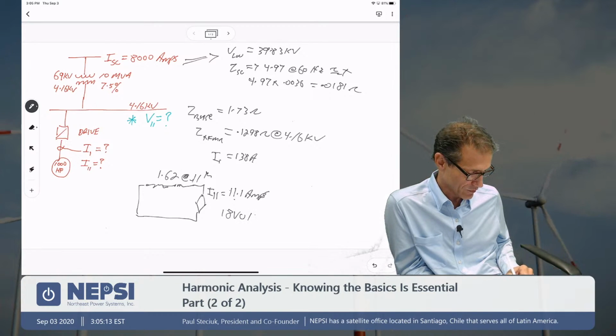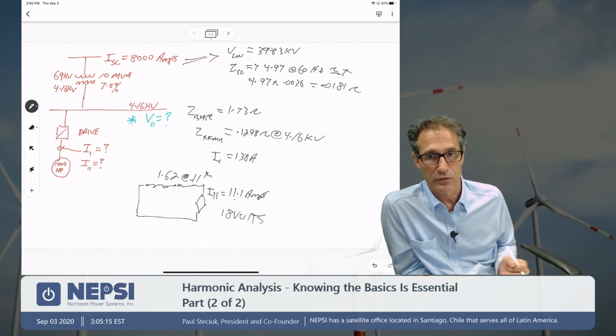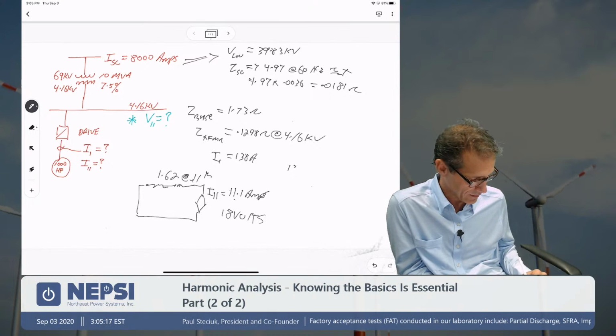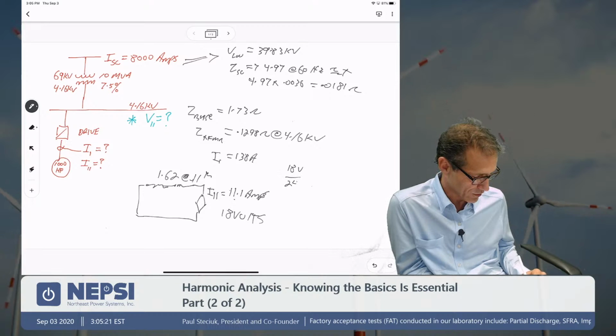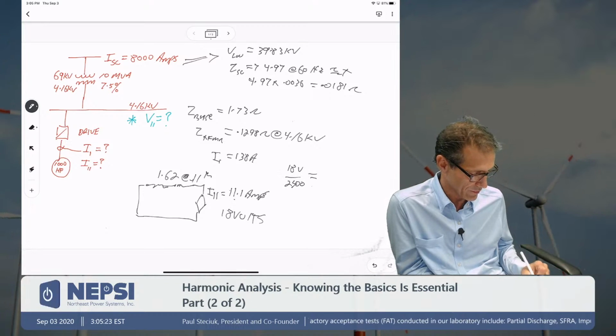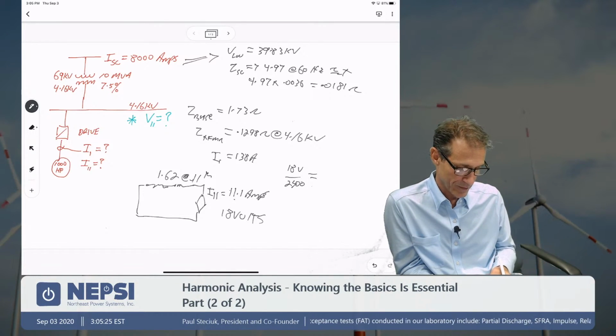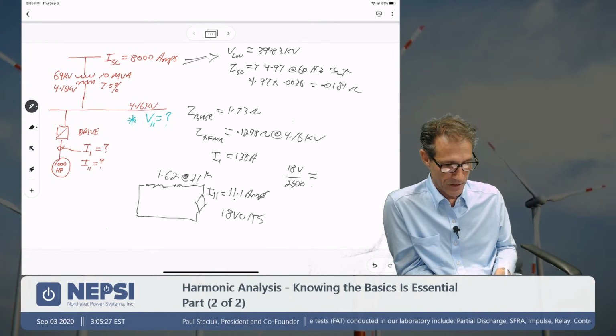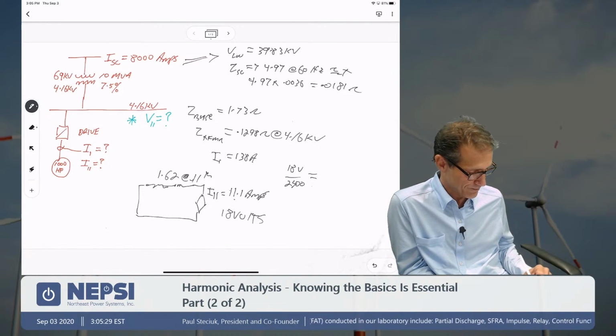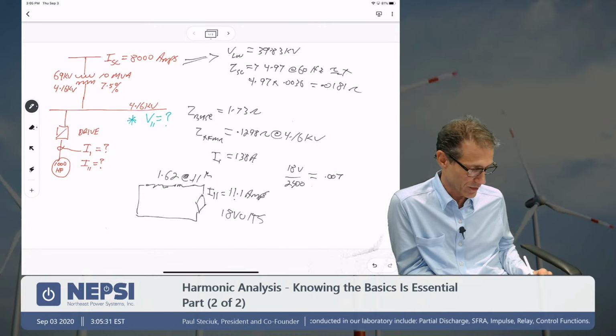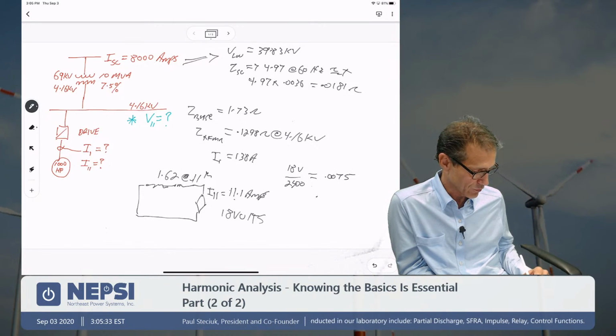And that's 18 volts line to neutral. So 18 volts divided by 2400 line to neutral volts would give me the percent voltage distortion. 18 divided by 2400 is 0.0075, and that's per unit, so 0.75%.